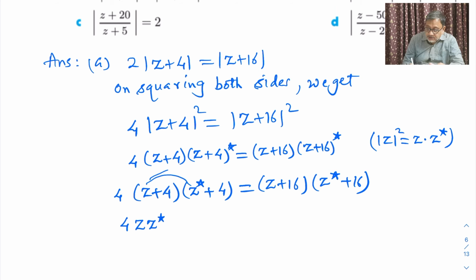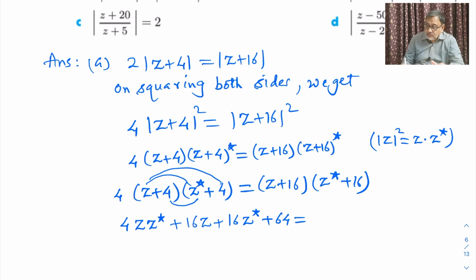So I have multiplied this with this. Now I will multiply this with this. So 4 into 4, 16z. Then I will multiply this with this and by 4. So 16z conjugate plus 4 into 4 now. 16 into 4, 64. Okay.